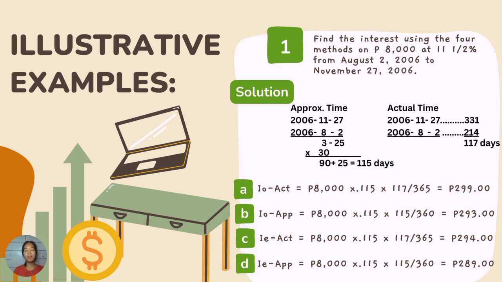Now let's have exact interest using approximate time. Our principal, we have 8,000 multiplied by the rate, which is 0.115, times 115 days since it is approximate, divided by 365 equals 289 pesos. So let's have another example to further understand the lesson.